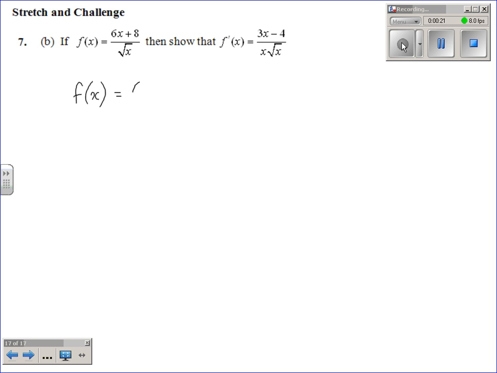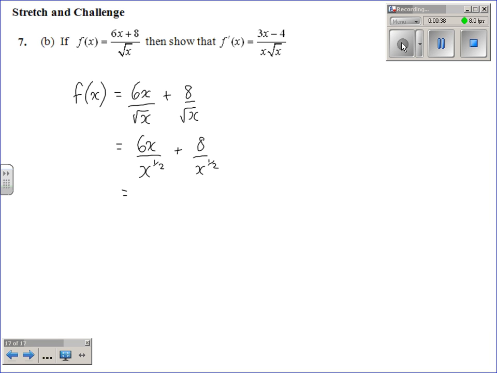So the easiest thing to do is to split up the fraction so you've got two separate terms to deal with. So you can do that, it's exactly the same thing. And then your square root of x's are just exactly the same as x's to the power of half, so you can change both of those. And you're getting a little bit closer.